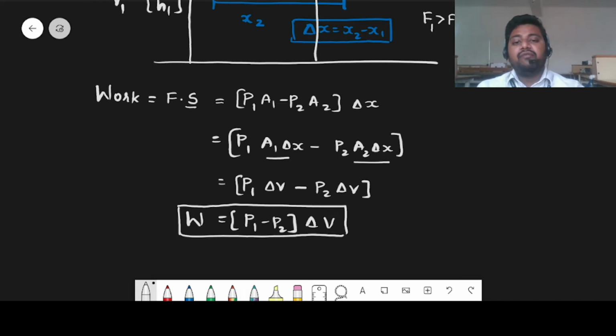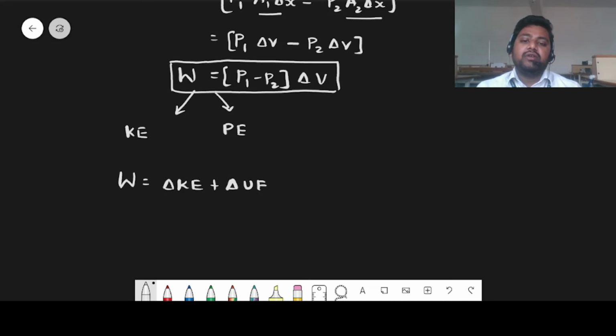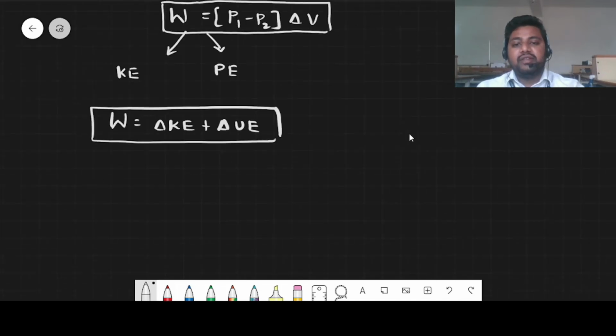Now this work will be utilized in two different ways. One, this work is utilized to change the kinetic energy, and this work is utilized to change the potential energy. So we can write work done is equal to change in kinetic energy plus change in potential energy, because any work which we are doing will be changing the internal energy of the system. So this work will be utilized in this.